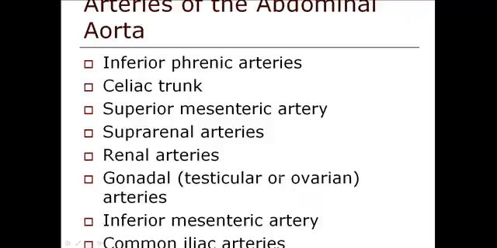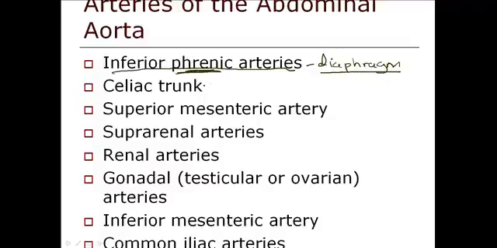So, arteries of the abdominal aorta. The first one after the diaphragm is called the inferior phrenic arteries. And these feed the diaphragm. And that makes sense, right? Phrenic. The phrenic nerve innervates the diaphragm, and the phrenic arteries bring blood to the diaphragm.